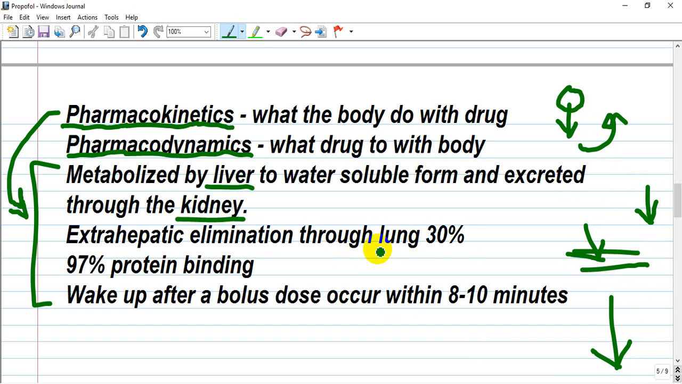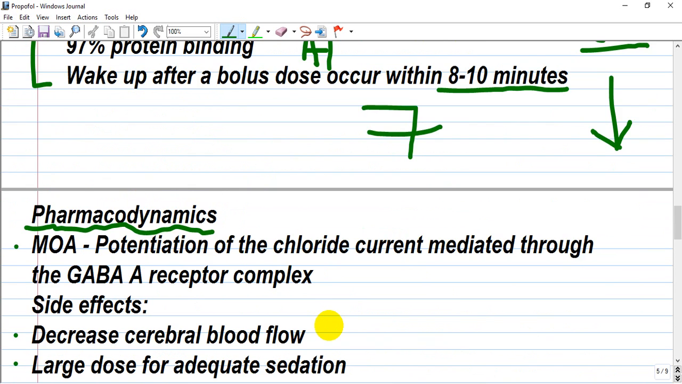Extrahepatic elimination through the lung is about 30%. Very good. And it is a drug that likes to bind to proteins like albumin, and 97% means that the drug is attached very well to the proteins. But we have to know that only the free fraction is active and has effect on receptors. Also, wake up after a bolus occurs within 8 to 10 minutes. But from my experience, it does not exceed 7 minutes of action of this drug.